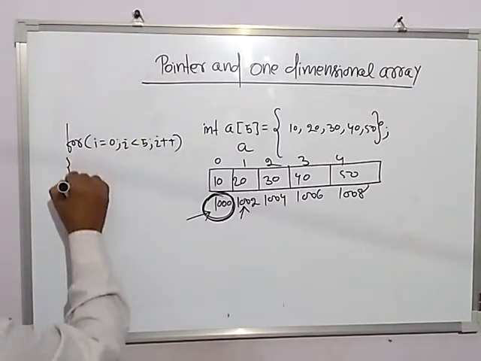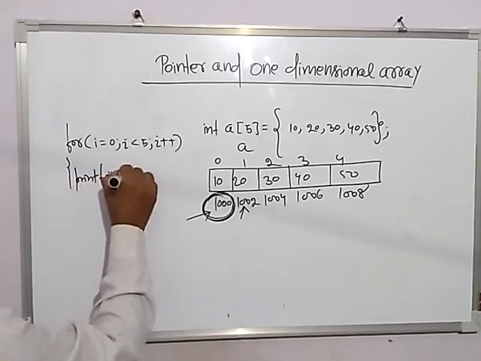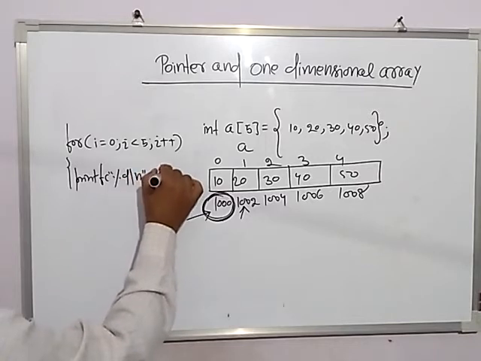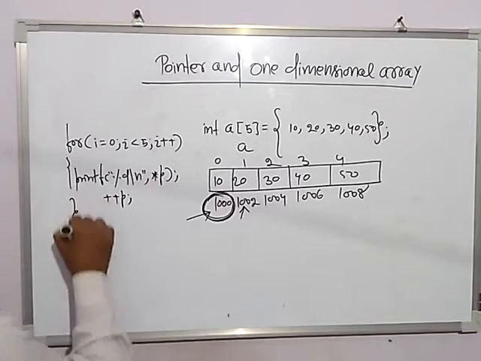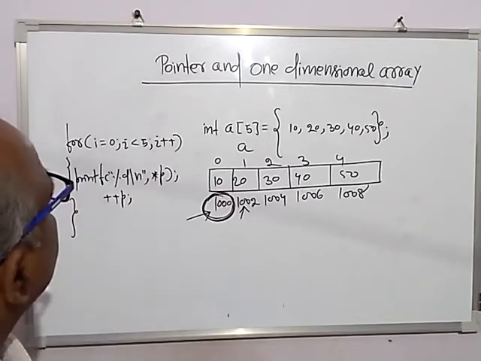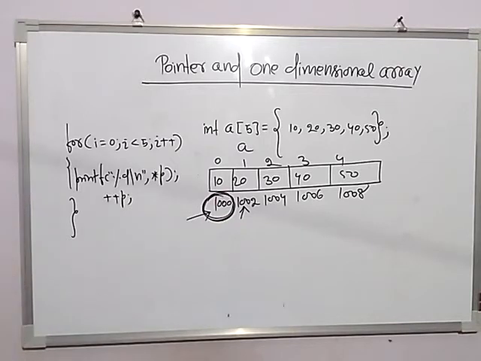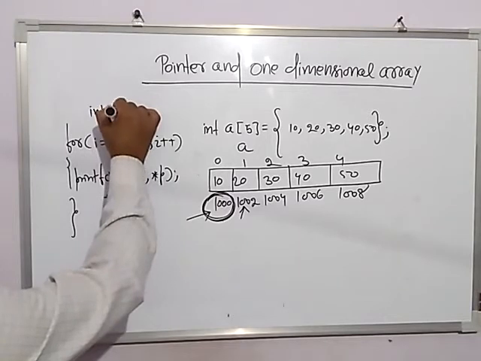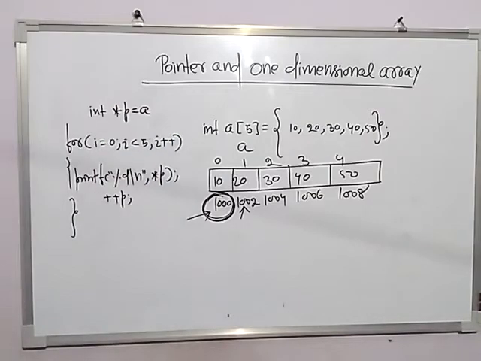Then you can write printf("%d\n", *p) and here p++. So in this way you can use a loop to access elements of the array, where int *p = a or &a[0]. So in this way you can access.